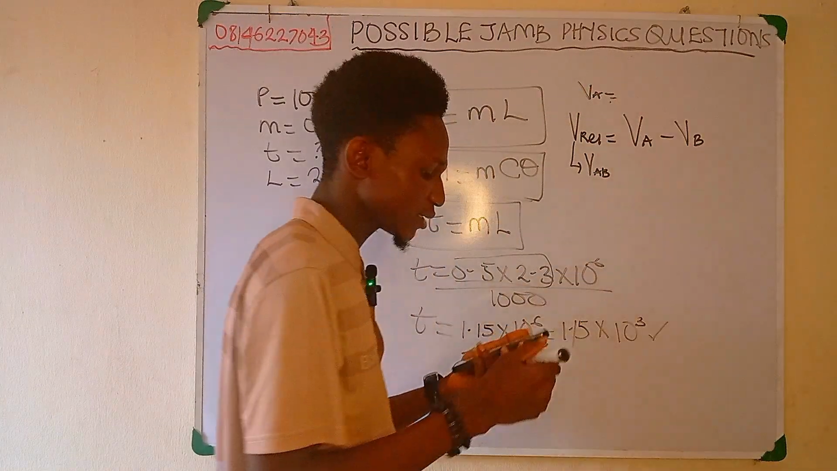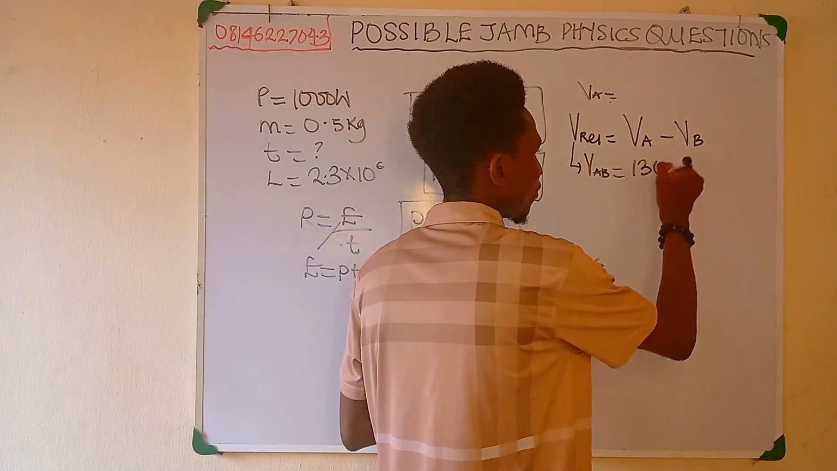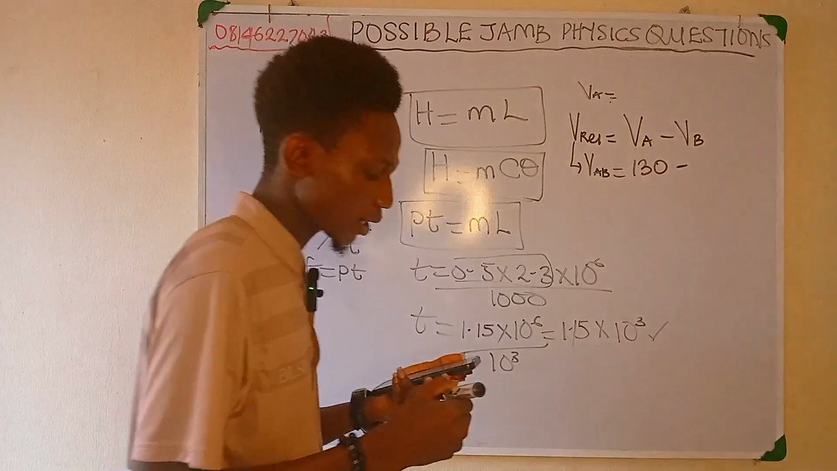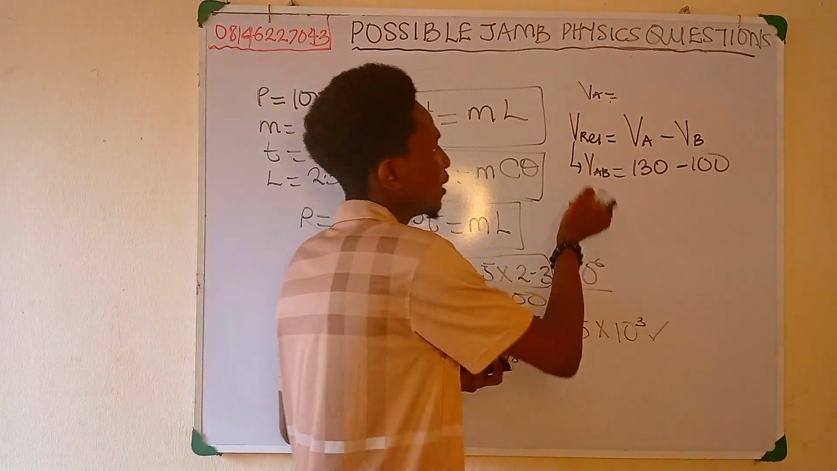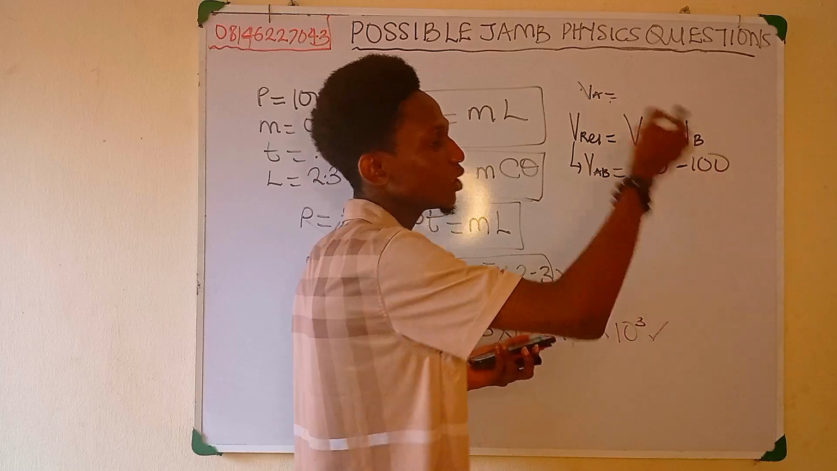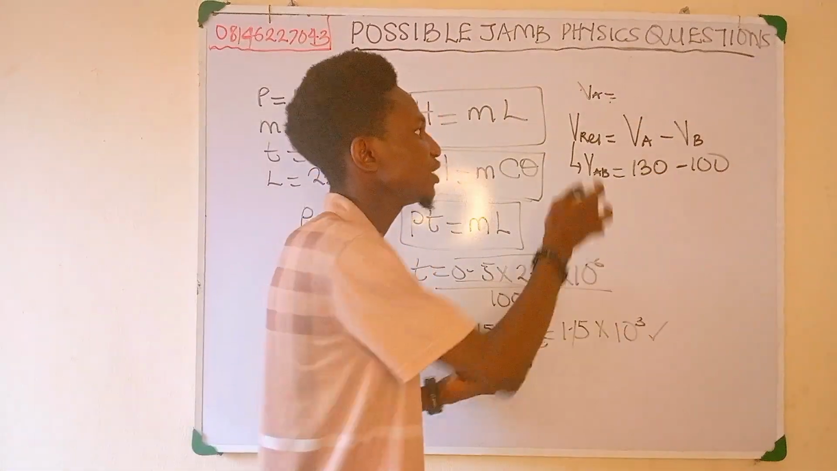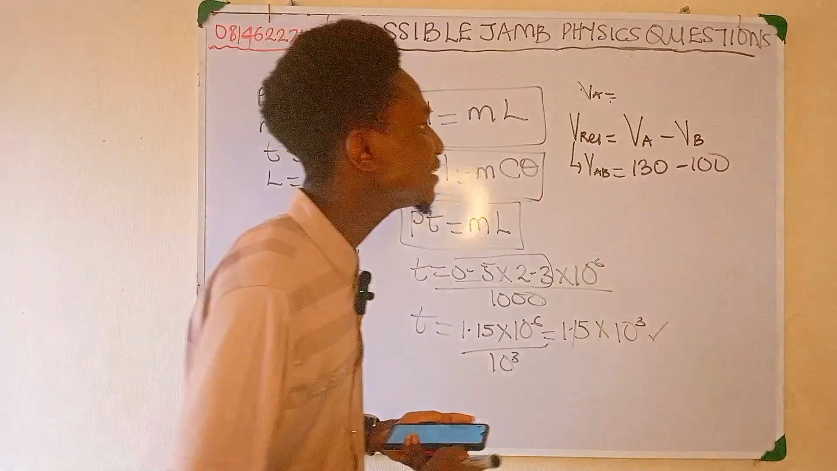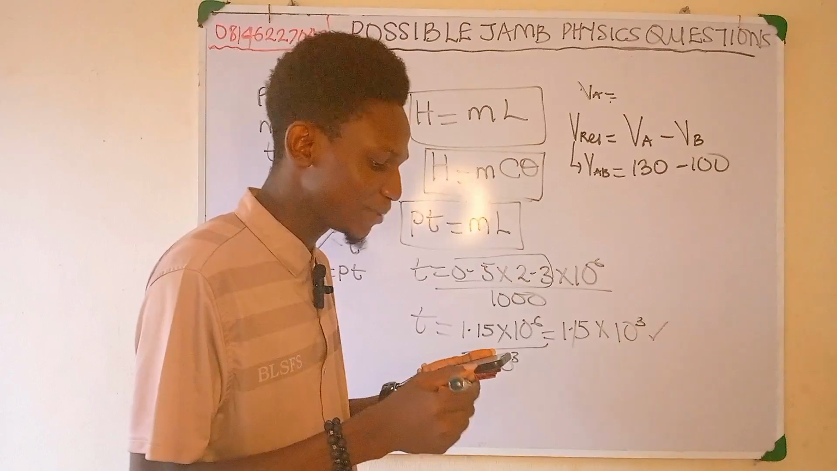Now what is the velocity of the faster car? We have 130 minus, what is the velocity of the slower car? 100. So it's the faster car, velocity of A with respect to B. In this question, they say the faster car with respect to the slower car, so we're going to say the faster car is A, while the slower car is B. Now, why is it just minus 100? Because they said the same direction.